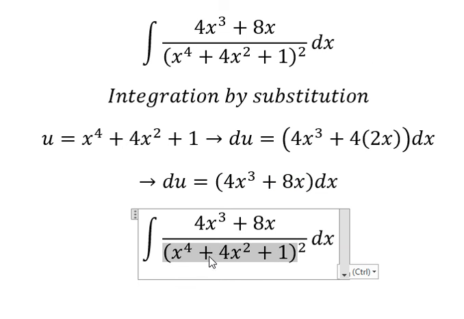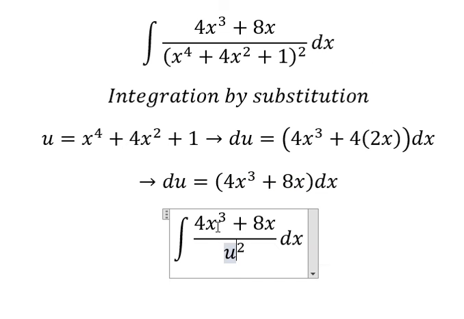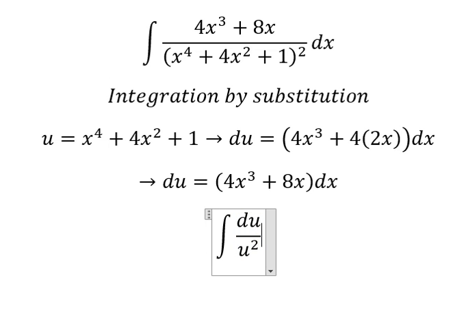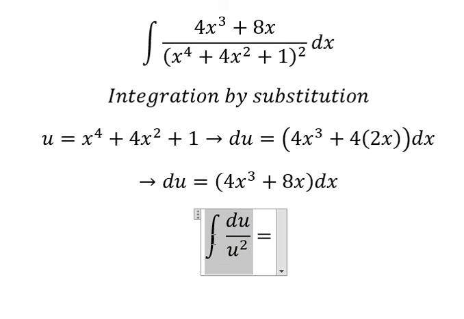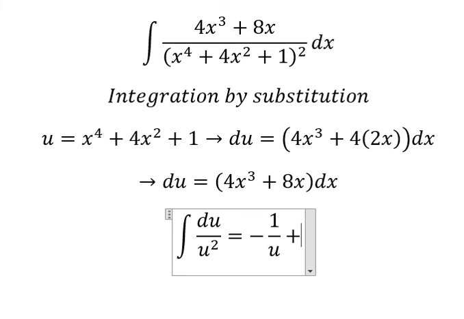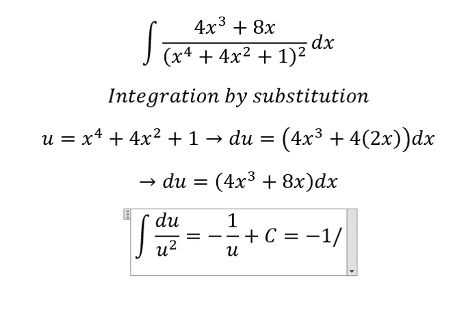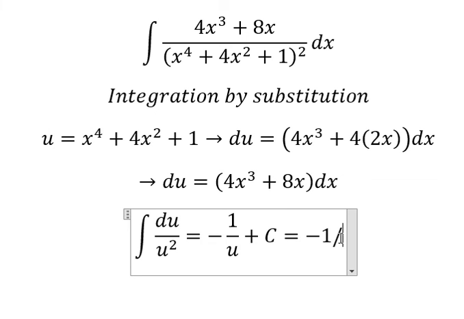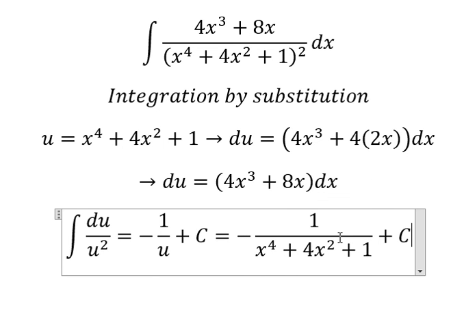This one we change by u. 4x to the power of 3 plus 8x dx we change by du. The integration of this one, we have negative 1 over u, and we put c. About u, that is this one. And this is the final answer.